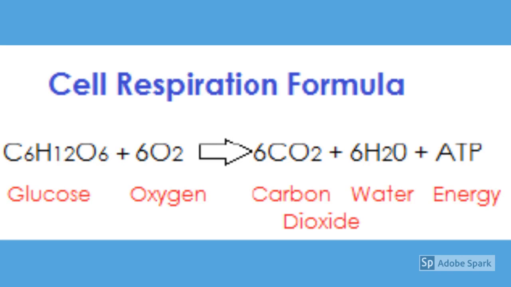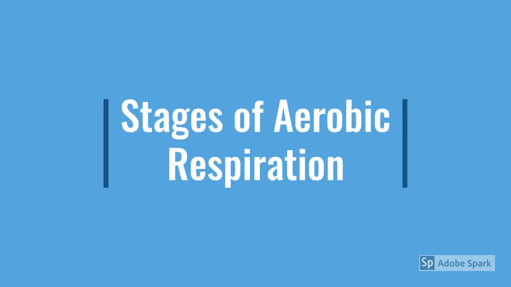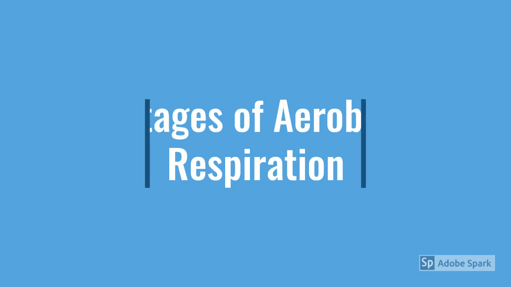Aerobic respiration occurs when oxygen is available. The products of aerobic respiration are carbon dioxide, water, and ATP, although much more ATP than fermentation. Aerobic respiration is a lot more complicated than fermentation since oxygen is involved, so there are more steps.